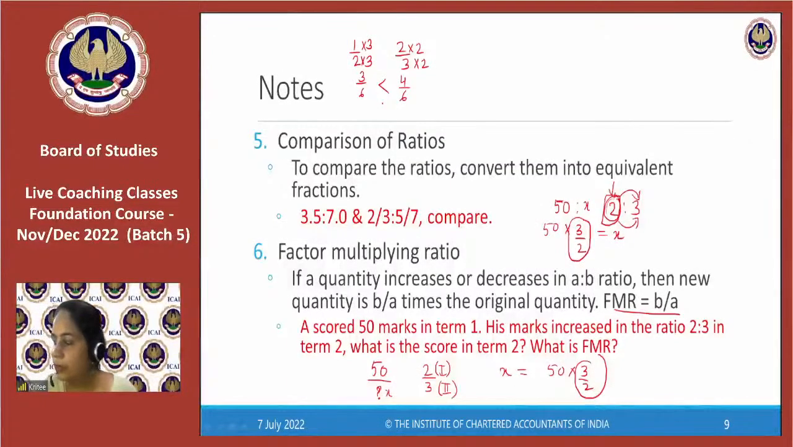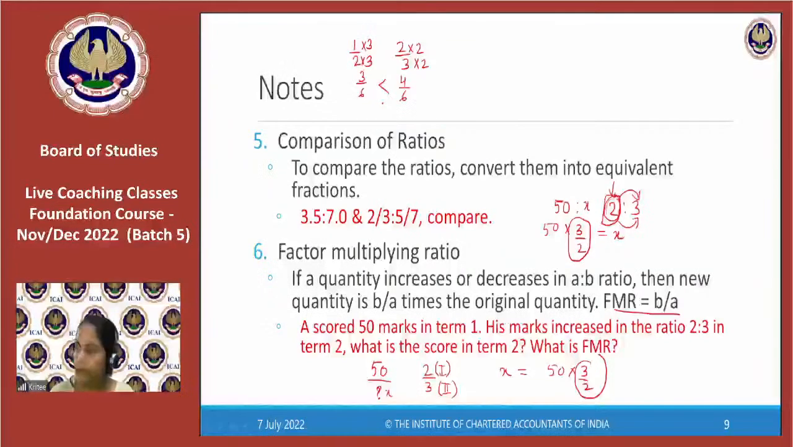FMR is factor multiplying ratio. Factor multiplying ratio is when your number is increased or decreased by a certain ratio, then the reciprocal of that ratio, or the inverse of that ratio, is multiplied with the original quantity in order to get the new quantity. That inverse is known as FMR or factor multiplying ratio.